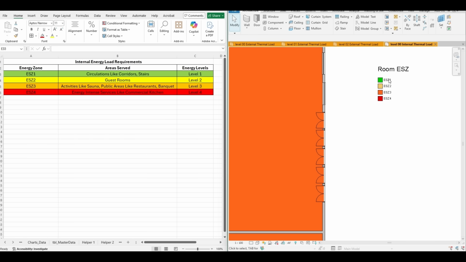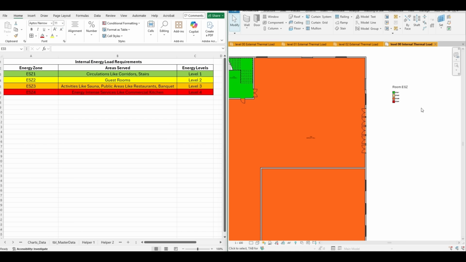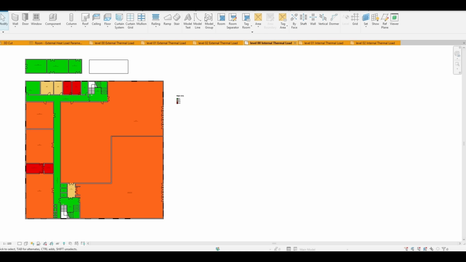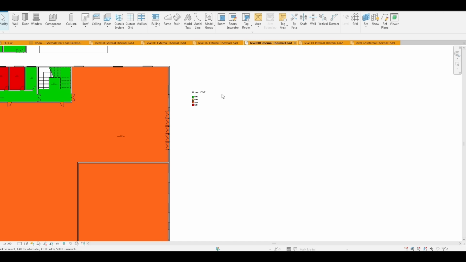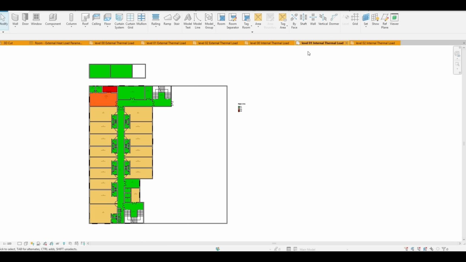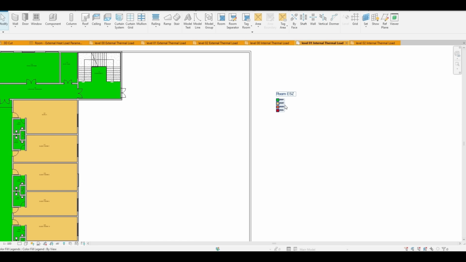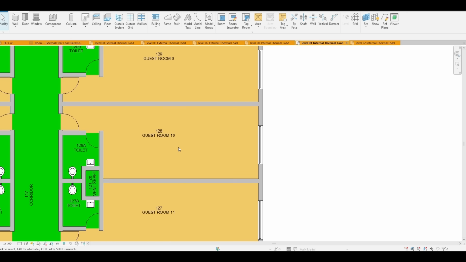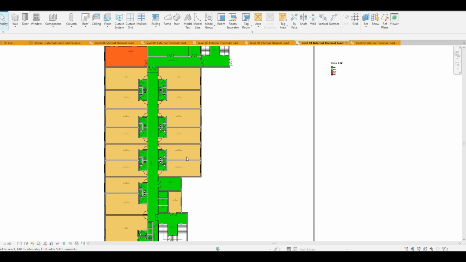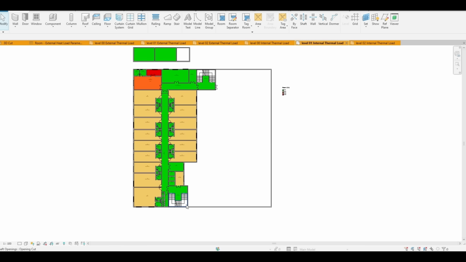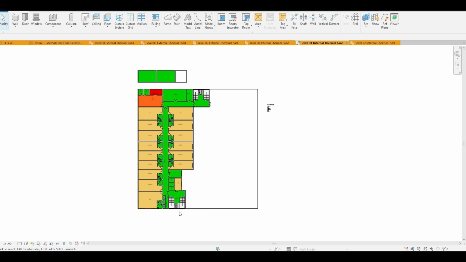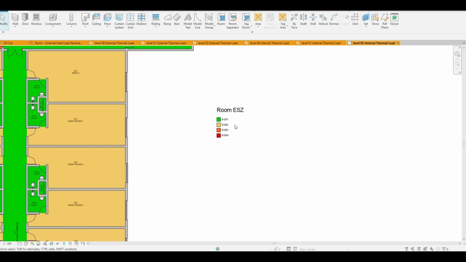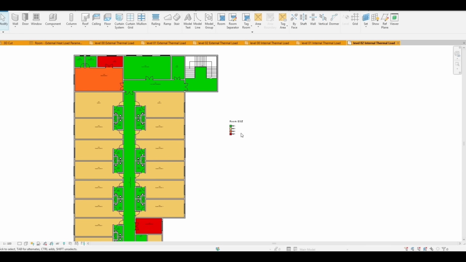Before we even look at the building envelope, it is important to understand internal heat behavior. Here, we are looking at ESZ zones, which represent internal heat load distribution within the building. Different spaces generate different internal loads based on occupancy, equipment, lighting, and usage patterns. So energy thinking does not start outside the building alone. It starts with understanding what is happening inside.